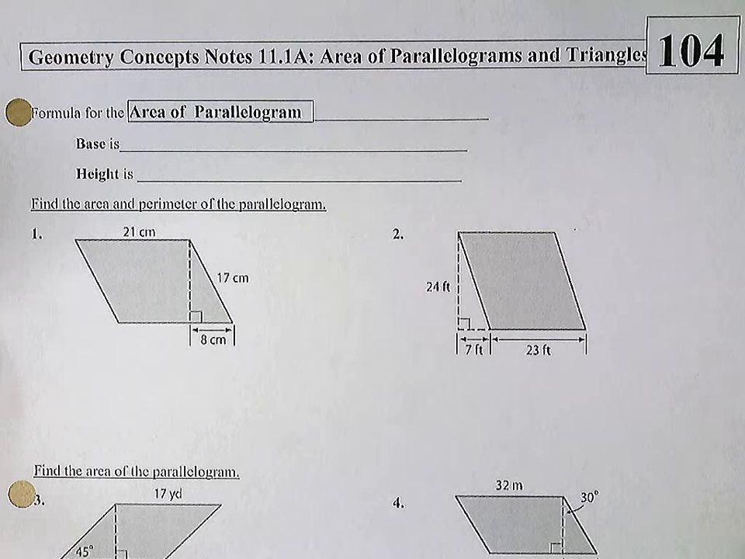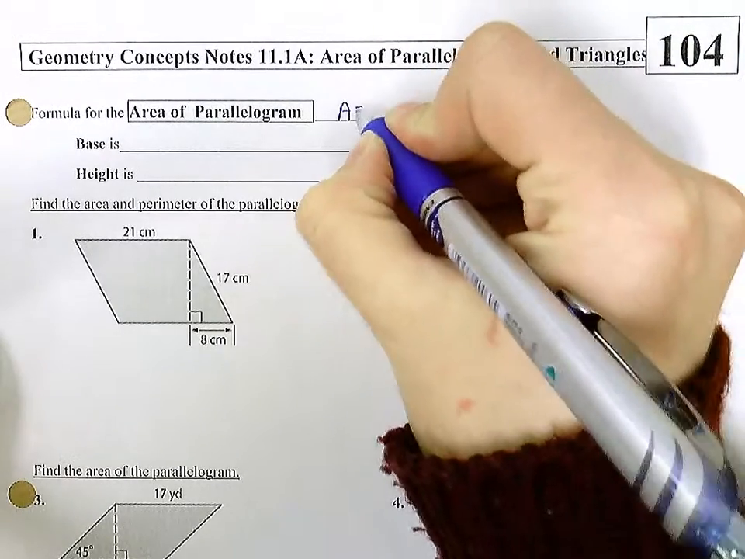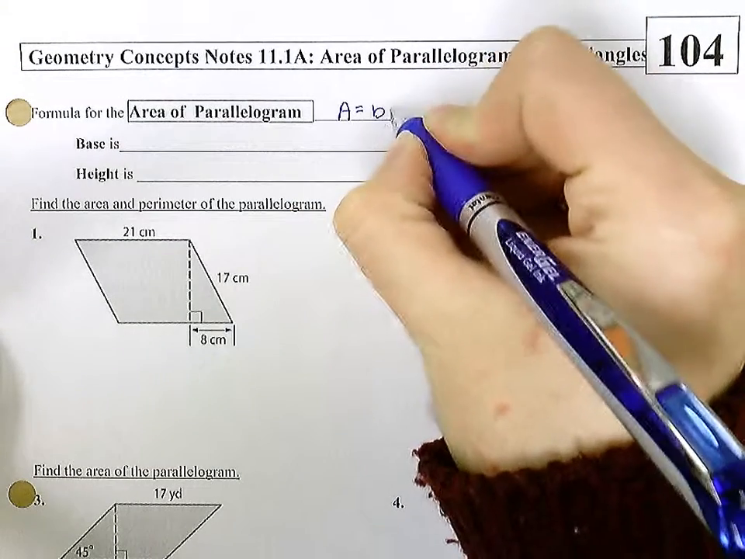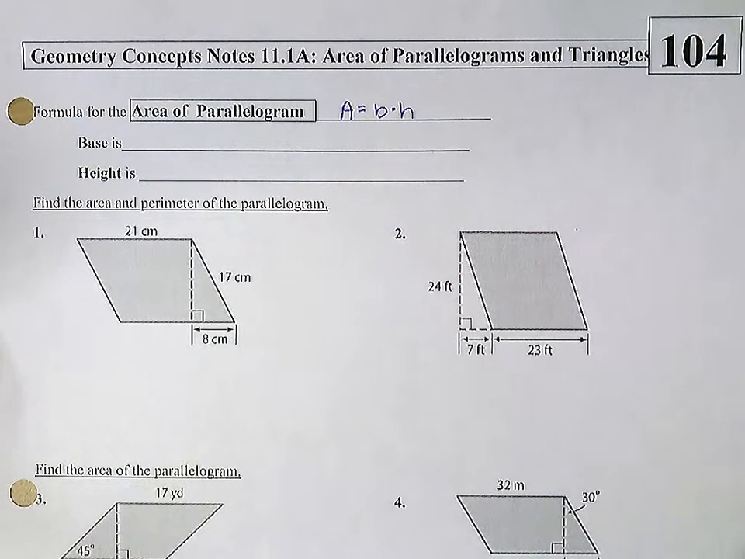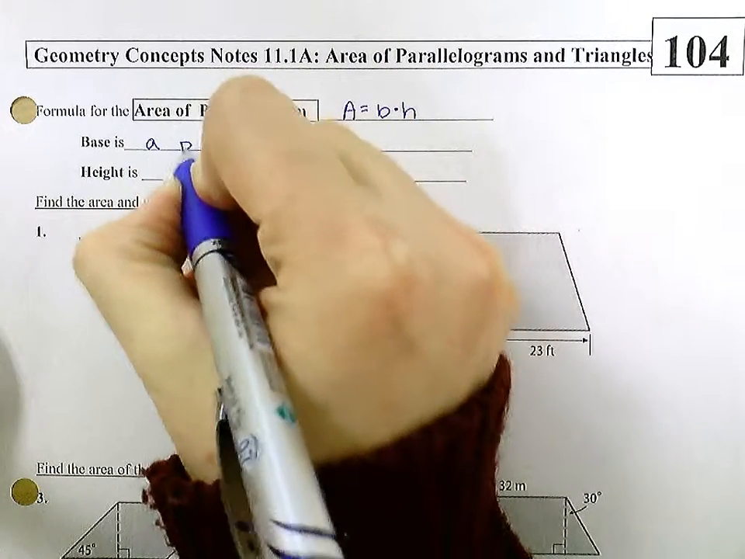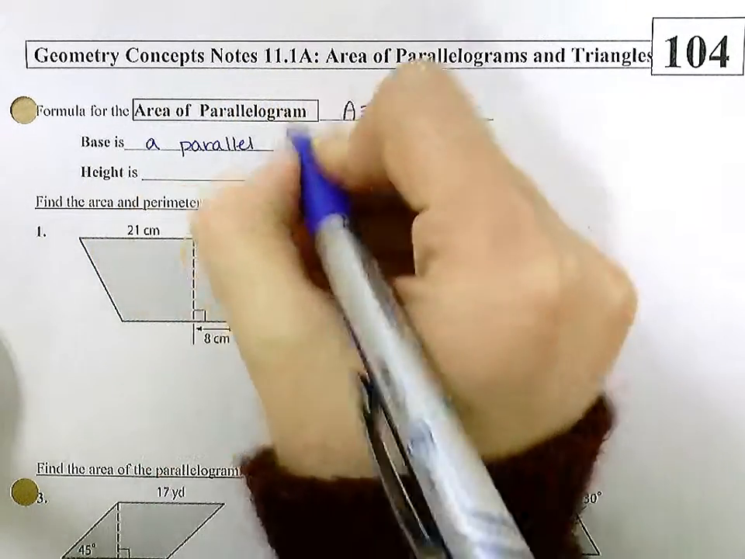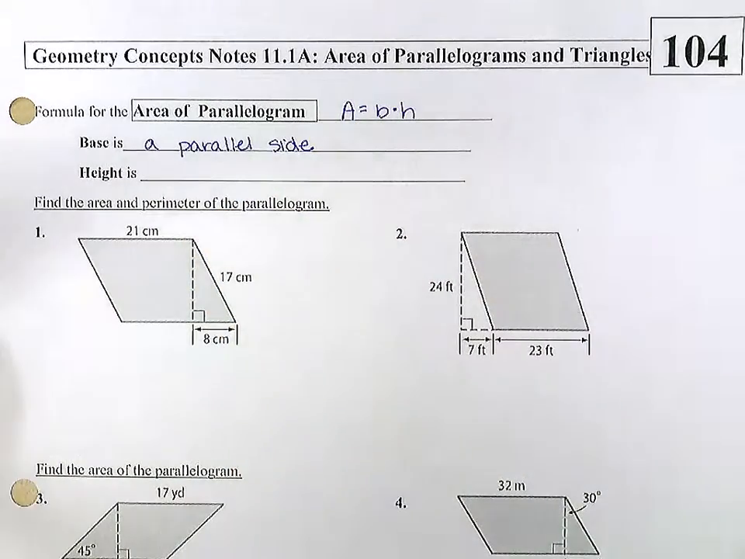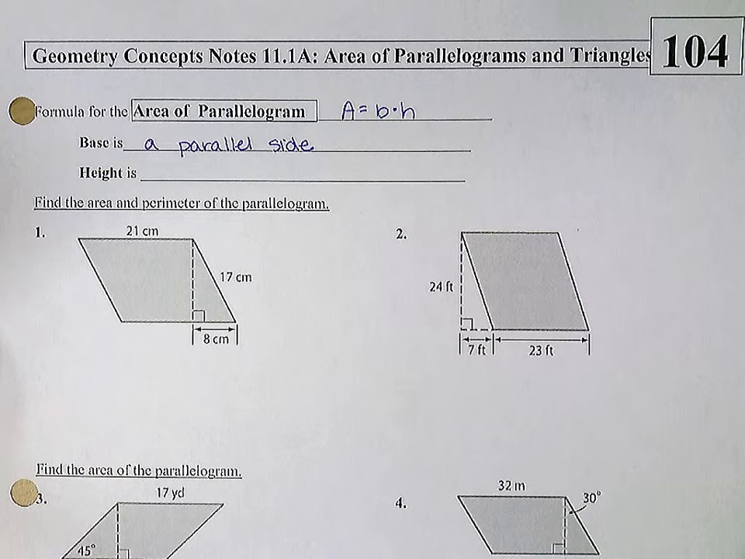So today we're going to look at the area of a parallelogram. Okay, so the formula for the area of a parallelogram is equal to base times height. Base times height. The base, or B, is a parallel side. Okay, so base is one of the parallel sides.